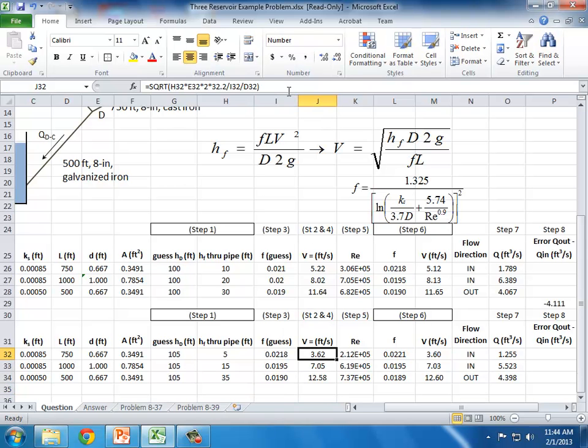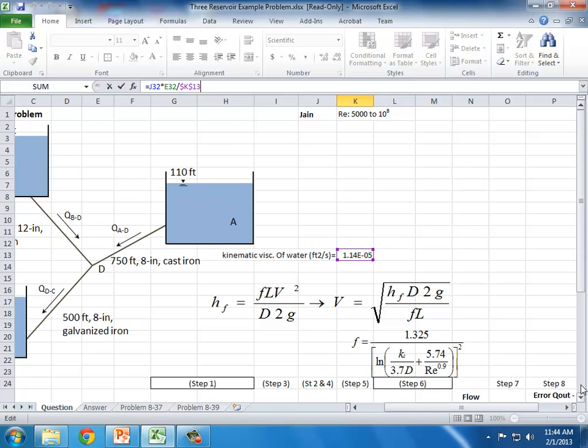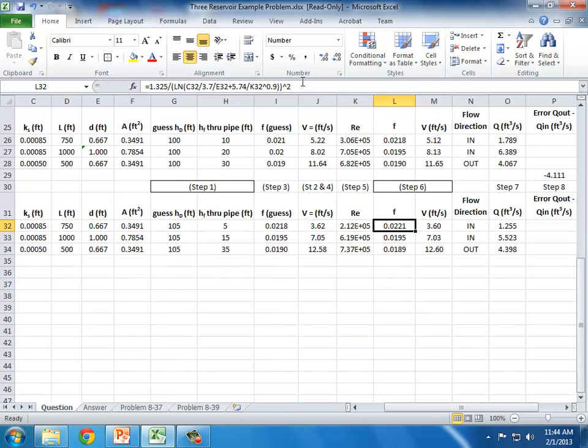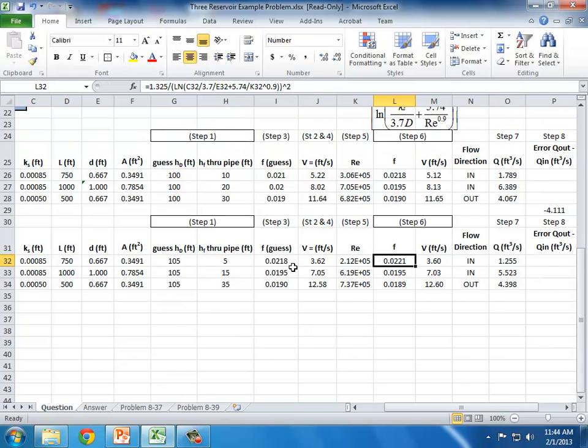Okay, so this is finding the velocity based on the same process as before. The Reynolds number is doing the same thing: V times diameter divided by kinematic viscosity. It's looking up here at the kinematic viscosity definition that I put in. The F value here is using the Jain equation. So you'll notice that the F value didn't really change very much, did it? F value seems to be converging nicely. That means we're getting closer to the correct value of the head at D.